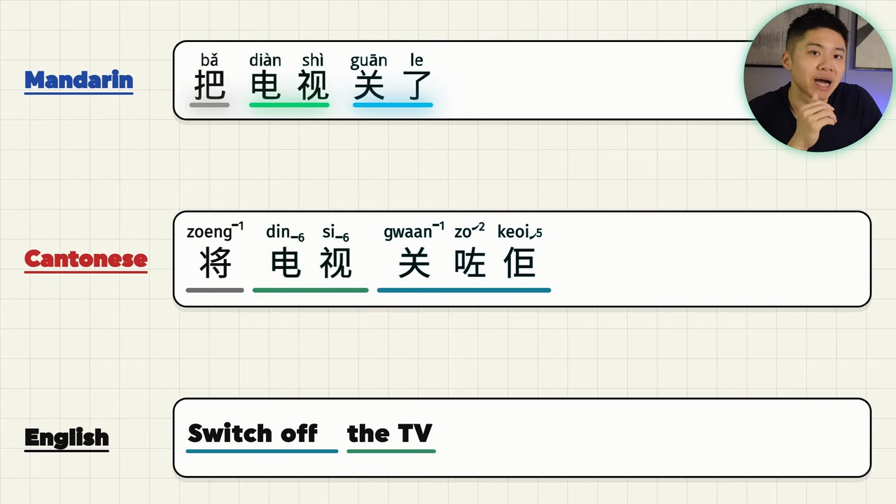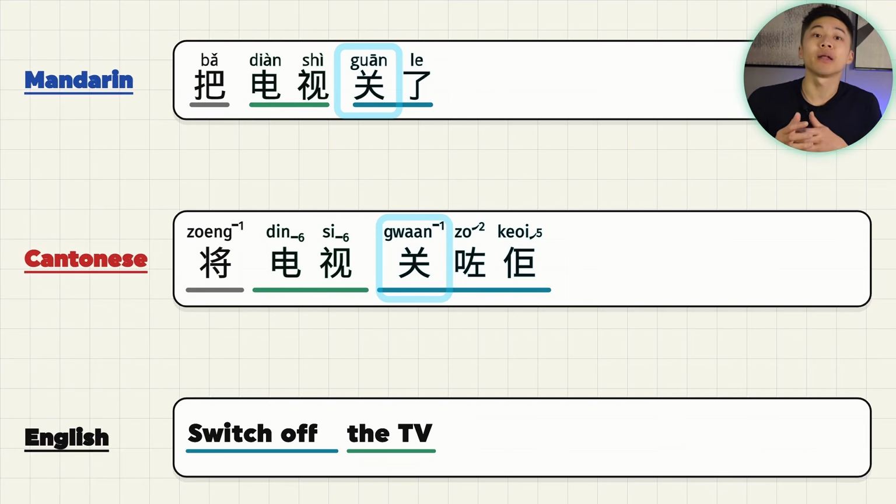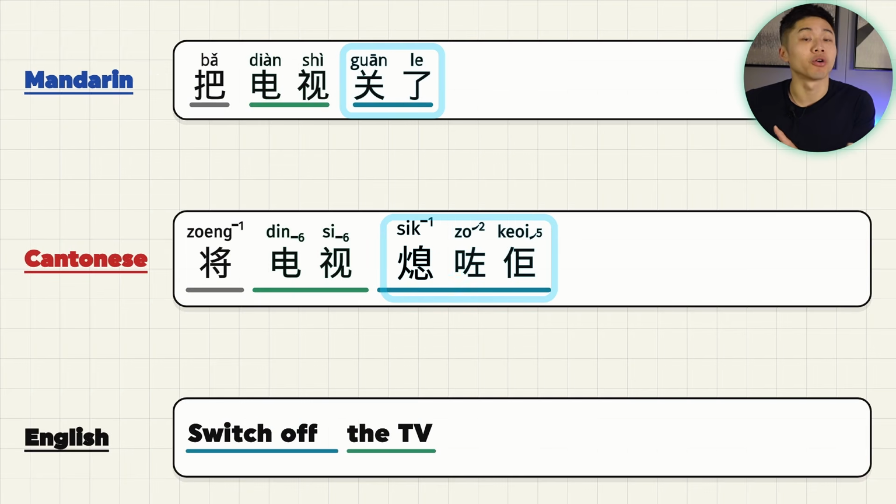Okay, another example. 把電視關了. 將電視關咗佢 or 將電視熄埋. So here, 將把 means basically take it. 電視 okay, is a TV. 關 or 熄 in Cantonese all mean turn off. Close, and then 熄埋 or 熄咗佢 or 關了. Okay, that's just the result. 把電視關掉. Okay, and 掉 or 咗佢 or 埋 is basically the result here.